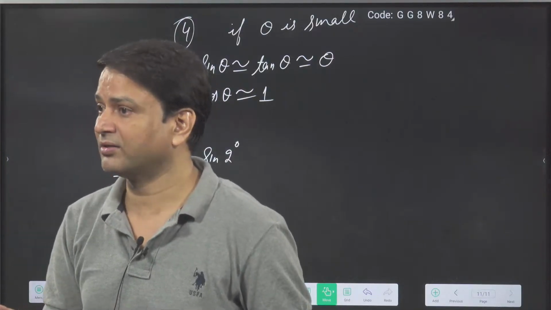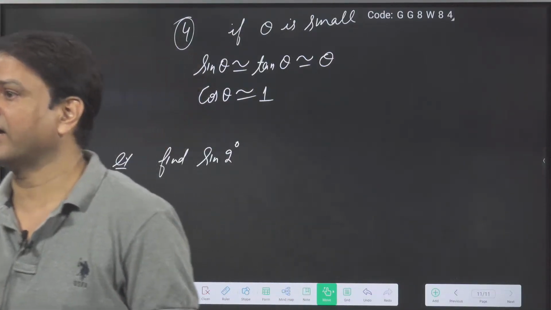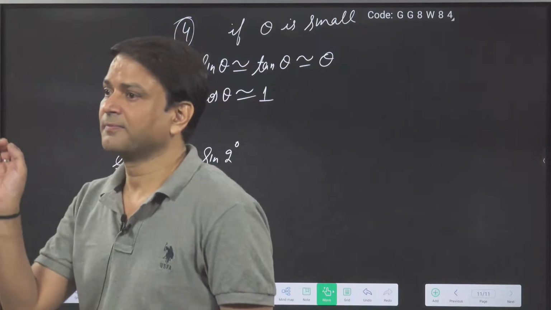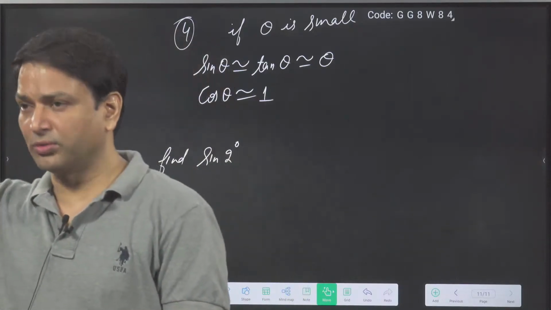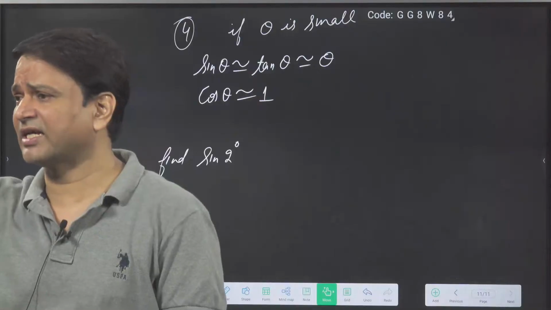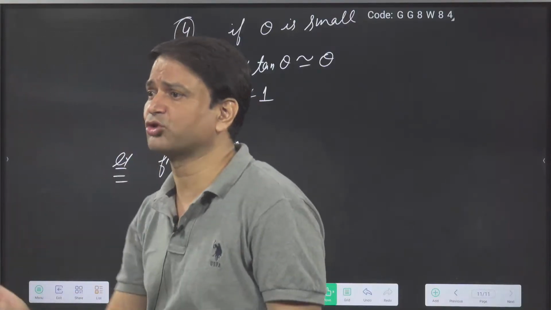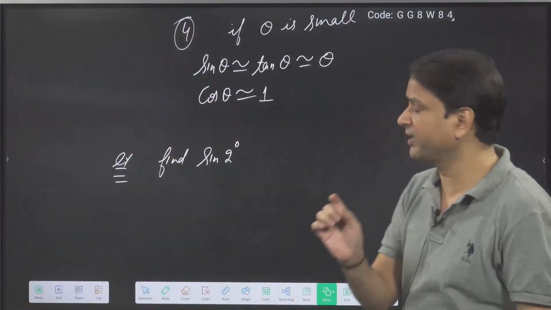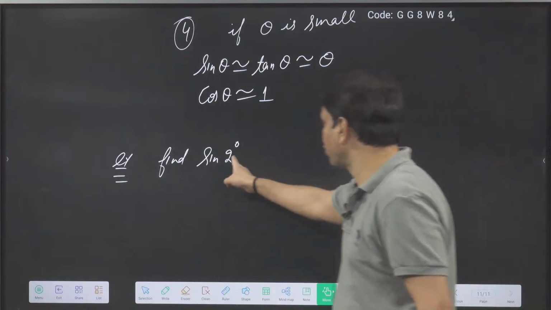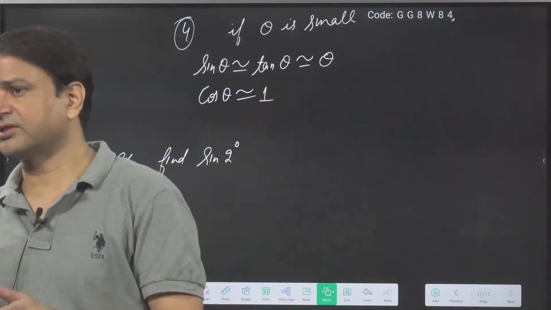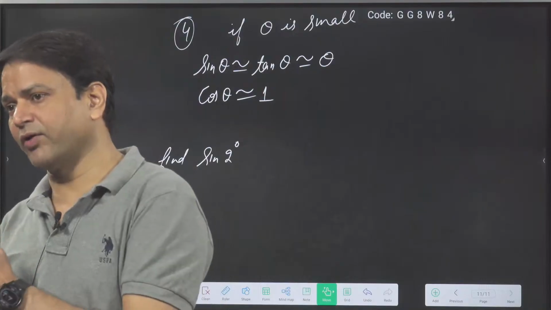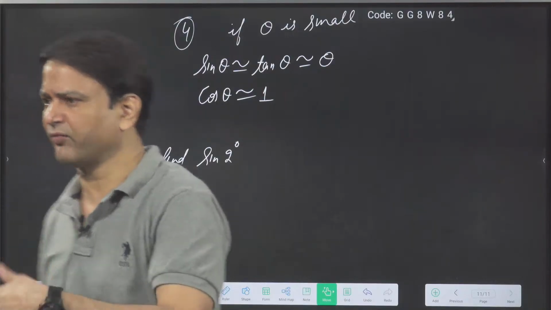But what do I write? Sine theta is equal to theta. That theta should be in radian. So this 2 degree, first we will convert into radian. After that we can find the value.